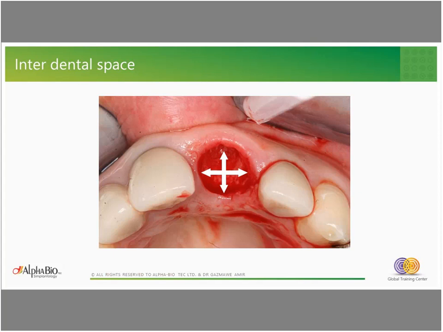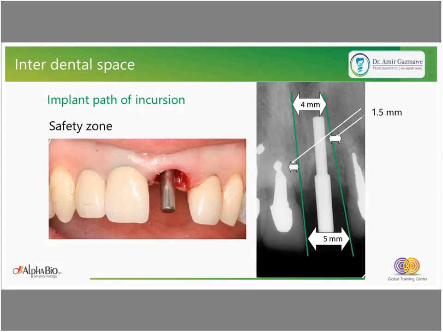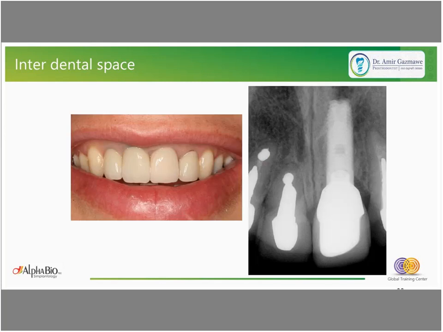It is important to evaluate the mesiodistal and buccolingual aspect and dimensions of the socket in order to decide which implant to use and which diameter of implant to use. It is important to know the limitations, especially when we have adjacent teeth. We have to leave at least 1.5 millimeters of safety zone between the implant and the natural roots, and we have to place the implant shoulder, the platform, about 5 millimeters from the CEJ, from the contact point of the adjacent teeth.